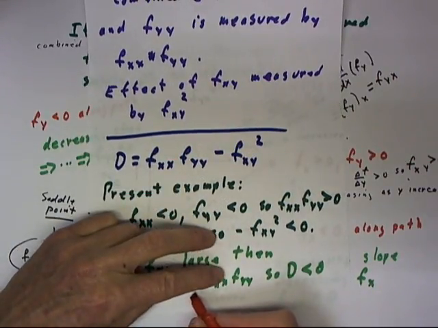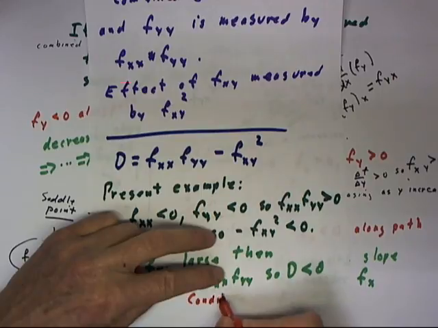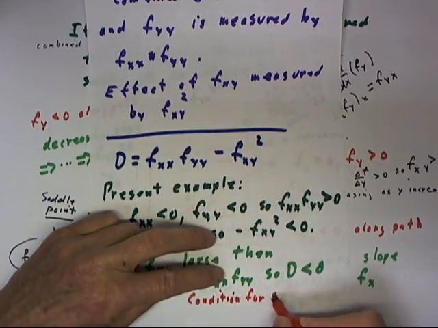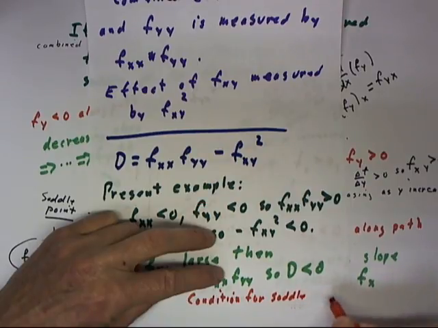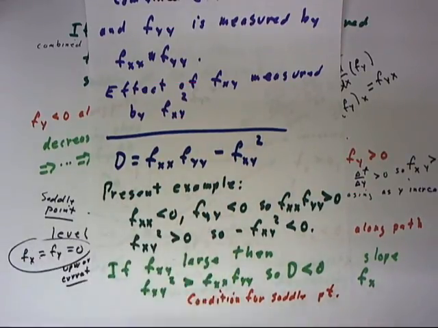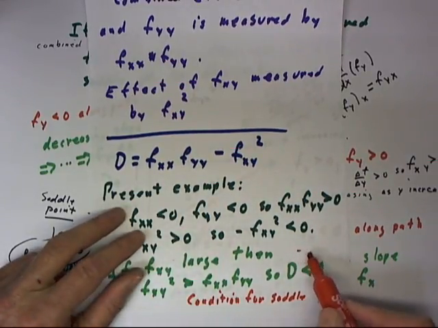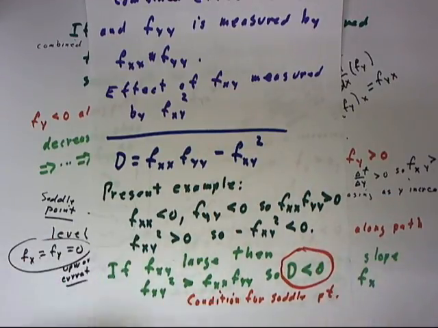So this turns out to be, now we haven't proved this at all, we've simply asserted it, that this d less than 0 is the condition for having a saddle point. We'll look at some different cases here in a minute.